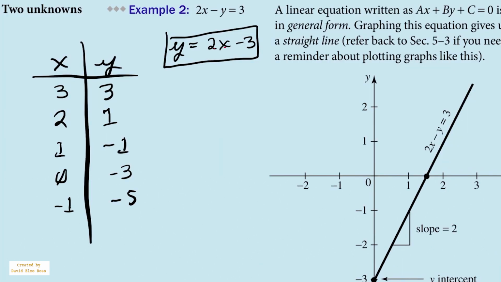Let's take a look at example 2. And this is an equation in two unknowns. We have 2x minus y equals 3. Now we can easily rewrite this into this format here where y equals 2x minus 3.